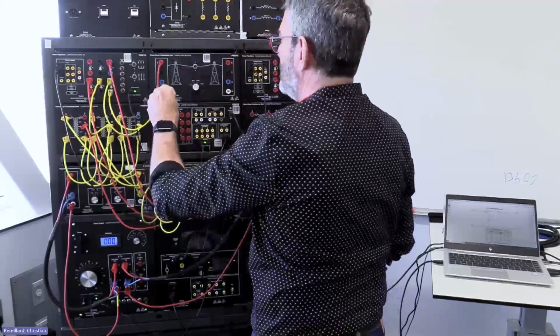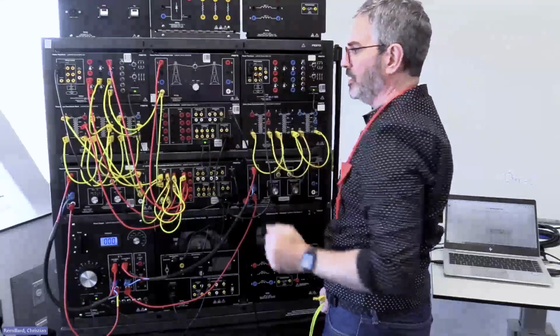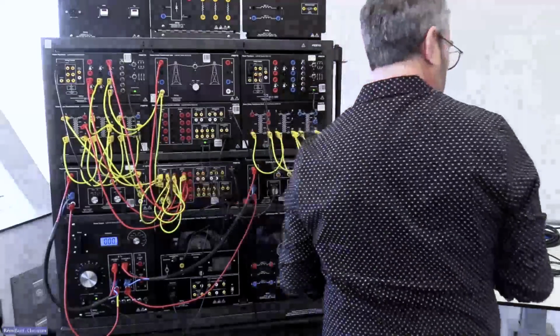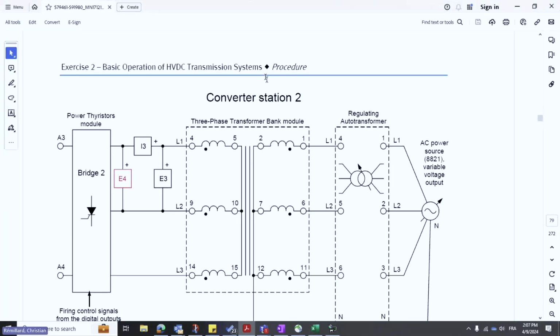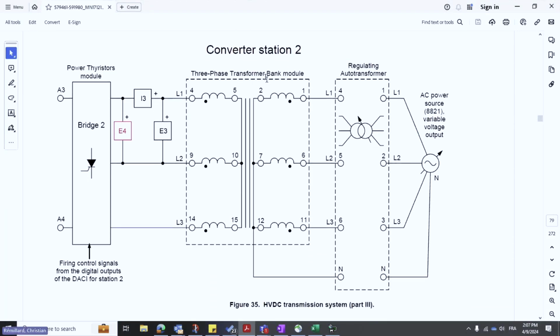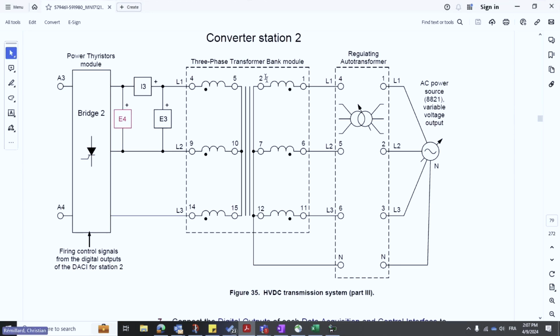So basically E2 will be measuring the DC voltage that we have on our transmission line. Good. Now let's move to the last portion of the schematic setup for converter station 2. Here you will have to be careful, and this is one of the common mistakes in this exercise: the polarity is a bit confusing.